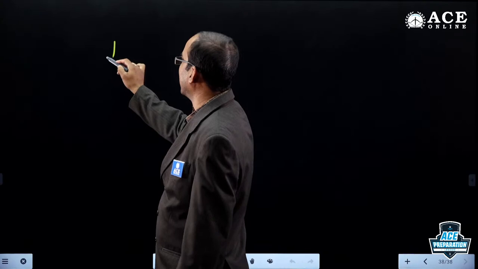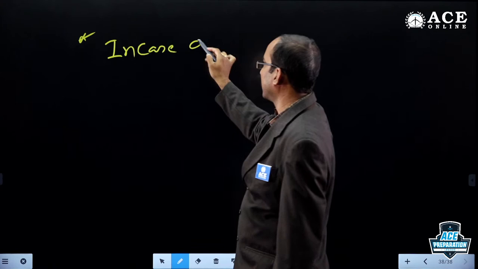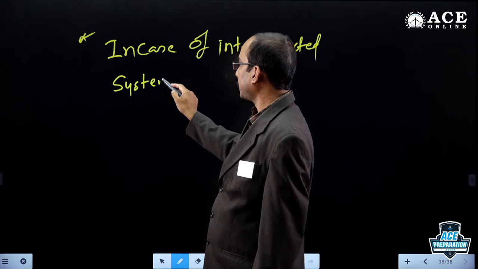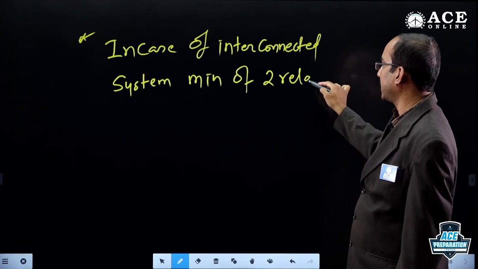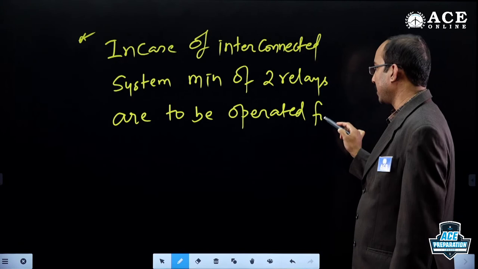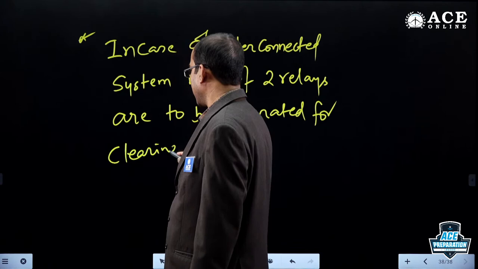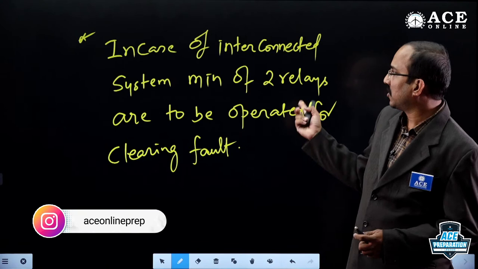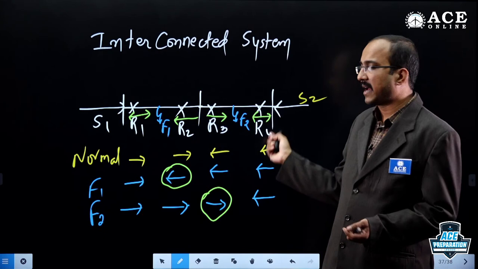So, this is also an important objective type question, sir. In case of interconnected system, minimum of 2 relays are to be operated for clearing the fault. So, generally the objective type question will be asked, in case of interconnected system, how many number of relays are minimum to be operated for clearing the fault? So, minimum of 2 relays are to be operated for clearing the fault, because the fault current will be fed from both the sources. Okay.